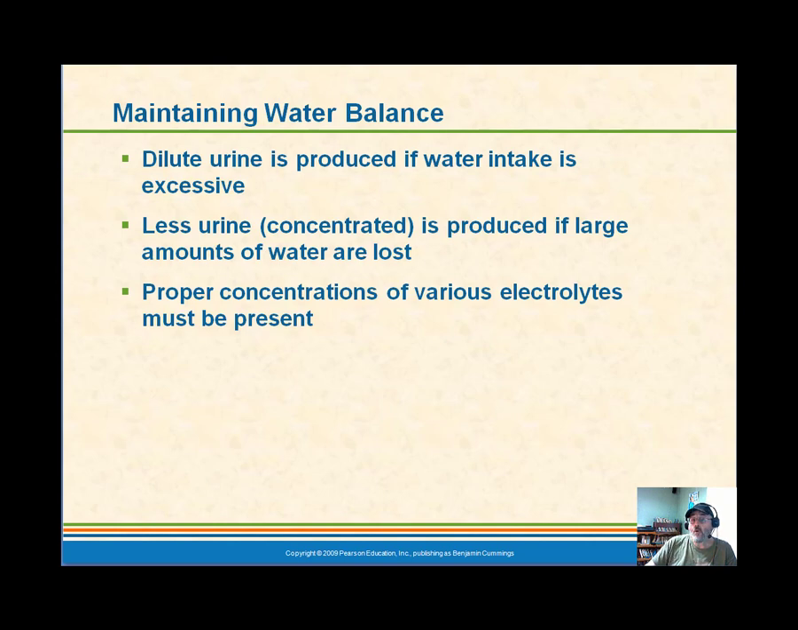Now, maintaining water balance. Dilute urine is produced if we drink a whole lot of fluids. And the fact is that our fluid balance is more a product of how much urine we make than the fluids we drink. If we drink a lot of fluids, we're just going to pee a lot. Less urine, or concentrated urine, is produced if we are losing large amounts of water or we haven't taken in very much water. Proper concentration of various electrolytes has to be present for urine production to work properly and to maintain our balance.